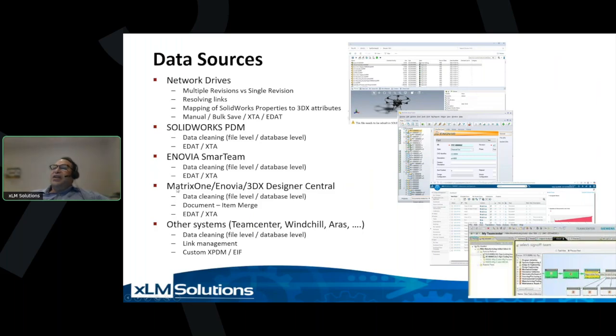If you have data coming from, let's say, a legacy 3D experience environment, Matrix One and Novia, or the Designer Central data model from 3D experience, again, you might have to do some data cleaning. In Matrix One, this is where a lot of times those two trees come into play, the document tree and the item tree. They may need to be merged together into a unified tree. But again, there's Dassault tools, EDAT and XTA, to help with those migrations.